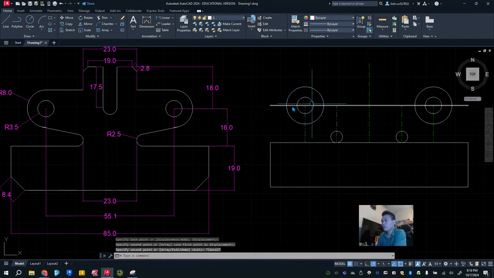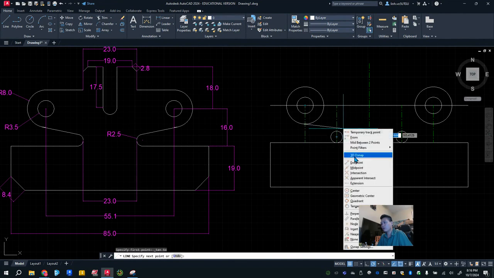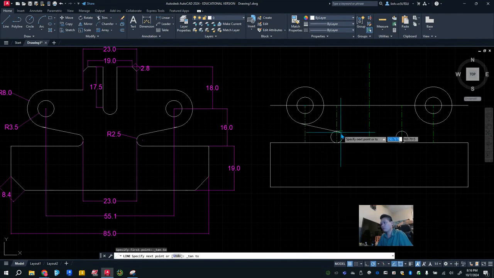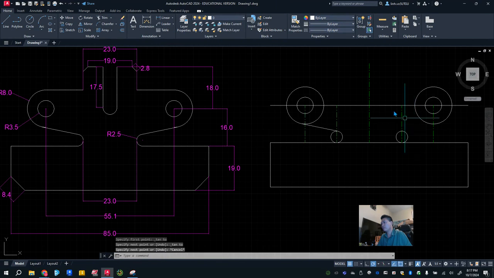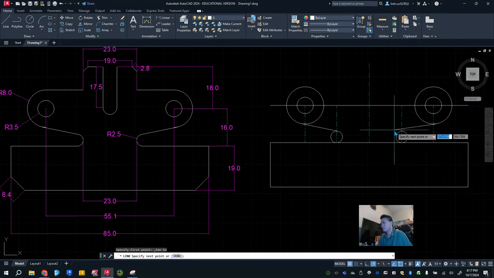All right, so when I have that, the next thing I'm going to do is go to line, and Control right click to go to my tangent. First, Control right click, tangent, grab it, hit escape, same thing. I can do the same thing to this one. Control right click, tangent, first one. Control right click, tangent, second one.